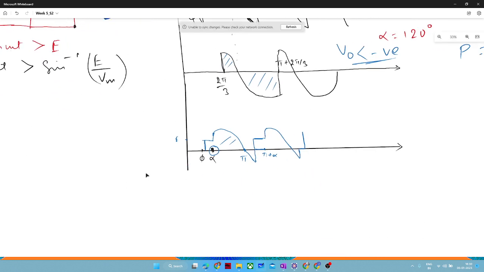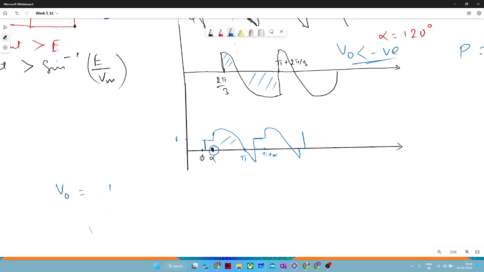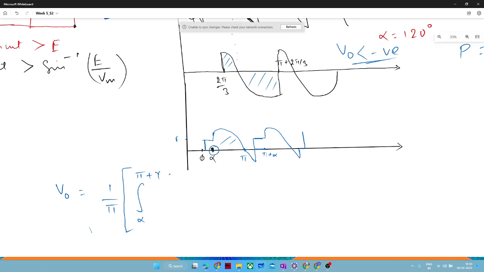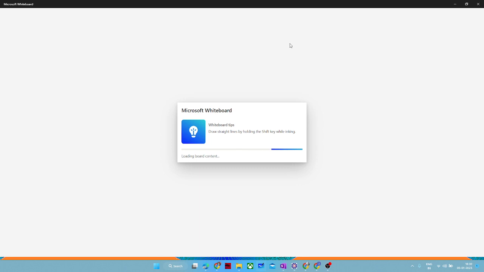Now again, we will integrate it and we will get the value. Again, we will take pi. Now we will integrate from alpha to pi plus gamma. Sorry for that, I think my internet connection is a bit poor.